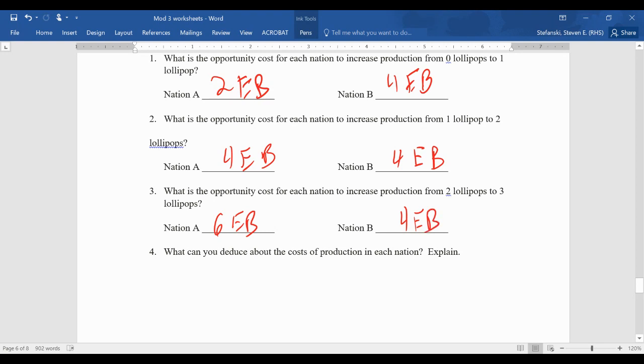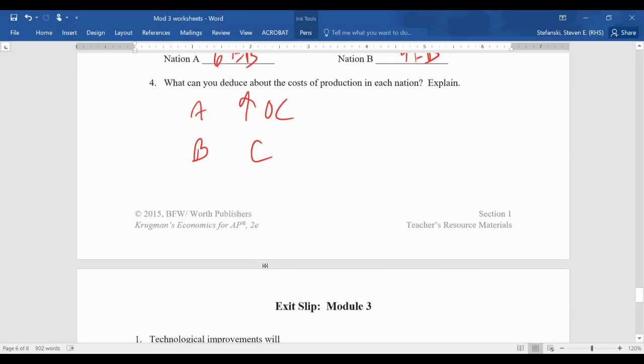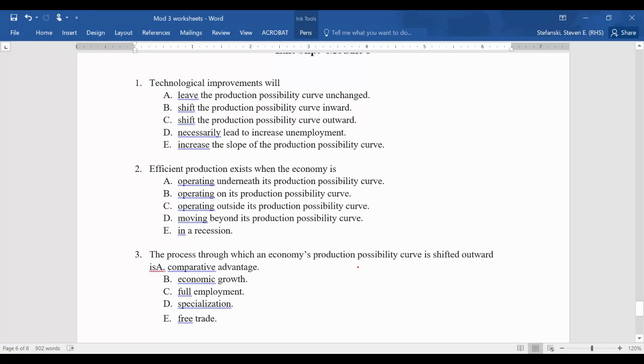We know nation A has an increasing opportunity cost. Nation B is constant. So it says, what can we deduce from here? Nation A has an increasing opportunity cost. Nation B has a constant opportunity cost.